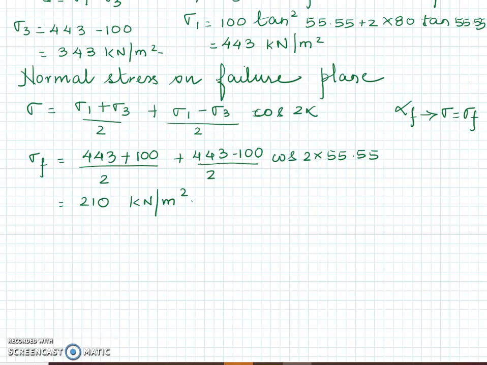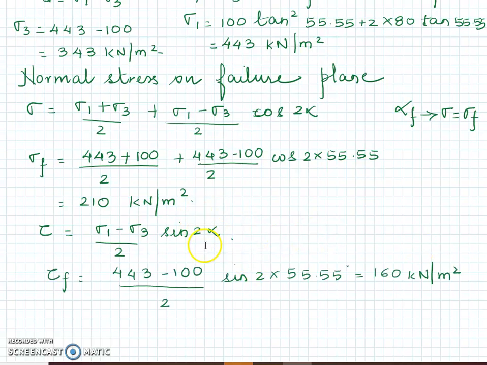Now we have got the normal stress. Can we find the shear stress? The equation for tau is given as sigma 1 minus sigma 3 by 2 into sine of 2 alpha. Again, we are dealing with alpha at failure, so your tau also will be at failure. So I write it as tau f is equal to, substituting the values of sigma 1, sigma 3, 443 minus 100, alpha equal to alpha f, you get the value of 160 kilonewton per meter square.